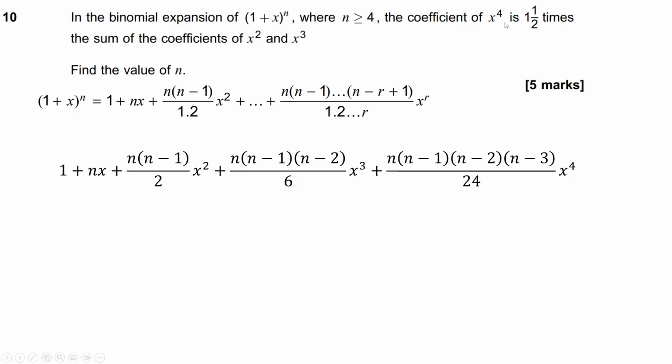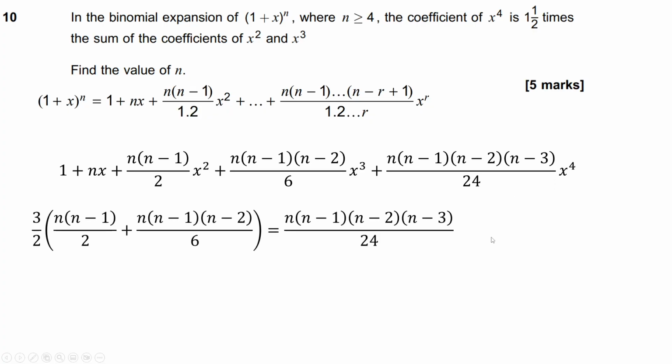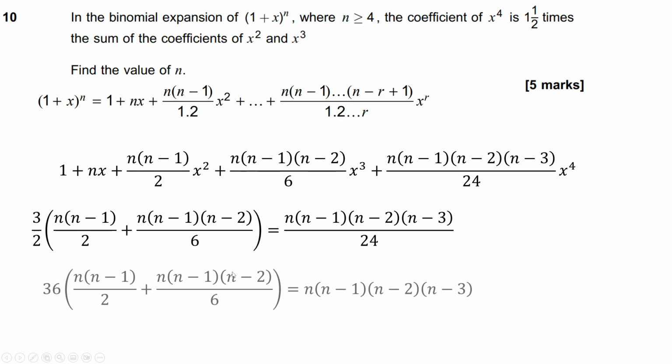The coefficient of x to the 4 is 1.5 times the sum of the coefficients of x squared and x cubed. So we can say that this here, added together, excluding the x squared and the x cubed, multiplied by 1.5 equals this here. Okay, so just do that.